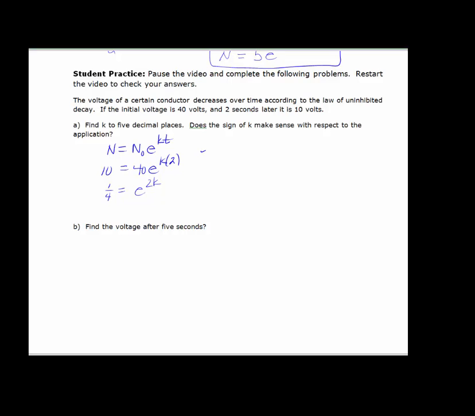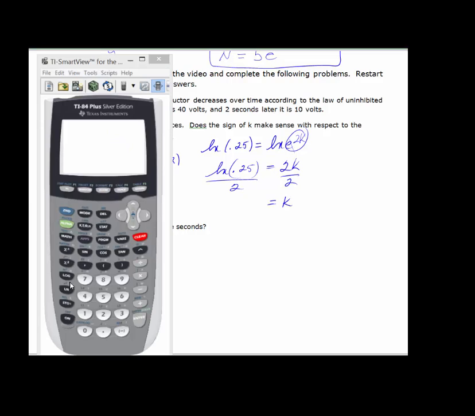So we're going to take the natural log of each side. I may just turn the 1/4 into 0.25 because it's easier to deal with in your calculator. Equals the natural log of e to the 2k. The right hand side now just equals 2k. So the natural log of 0.25 equals 2k. Divide each side by 2. Natural log of 0.25 divided by 2. We get negative 0.69315.